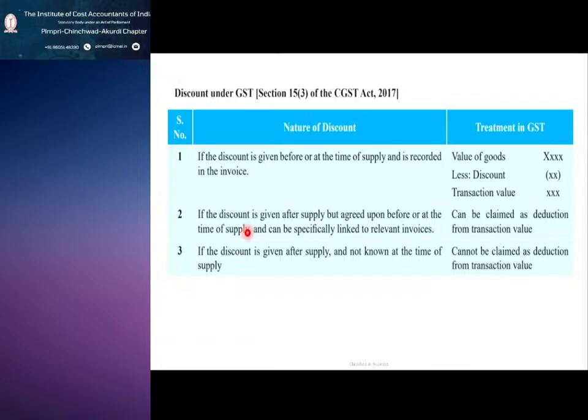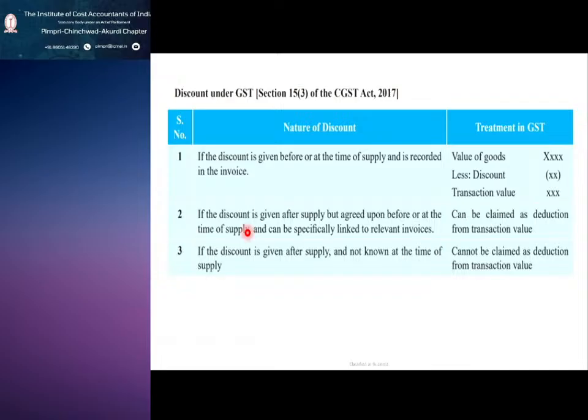So that means you will be covering that in the last one. If the discount is given after supply and not known at the time of supply, that is, when you are sending the material from your company to the customer, you are not aware that you will be giving the discount to your customer. In that case, you will not be able to claim the deduction from the transaction value.